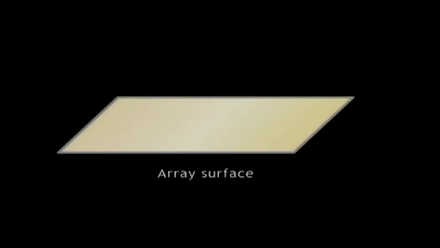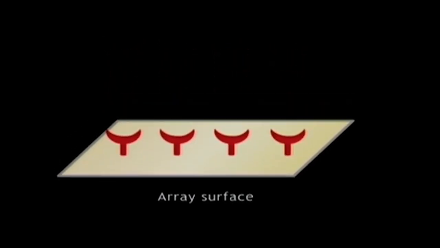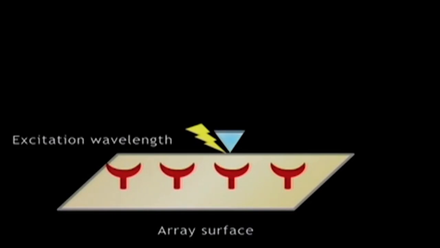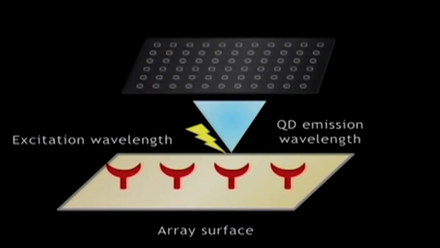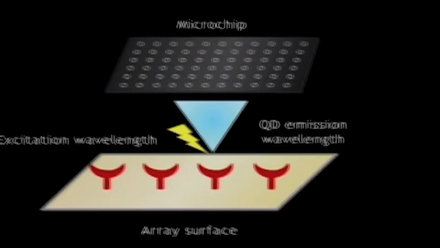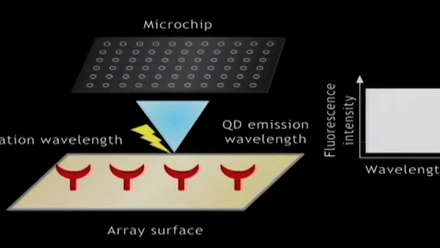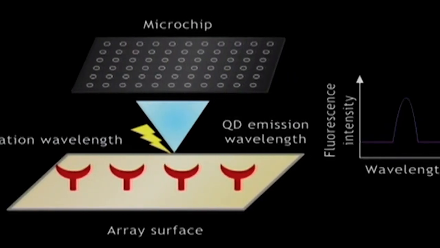Changes in the emission wavelength upon binding to the antibody conjugated quantum dots are recorded by the microchip and used for detection of various biomolecules. Quantum dots are capable of detecting molecules down to femtomolar levels and provide significant advantages over conventionally used organic fluorophores.